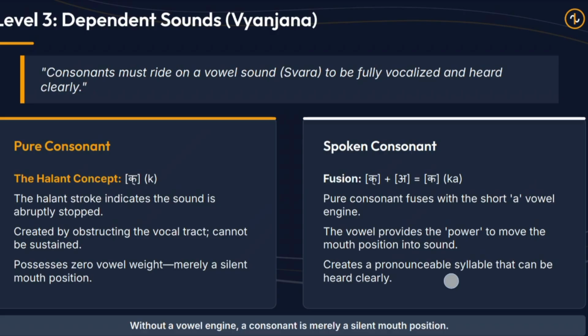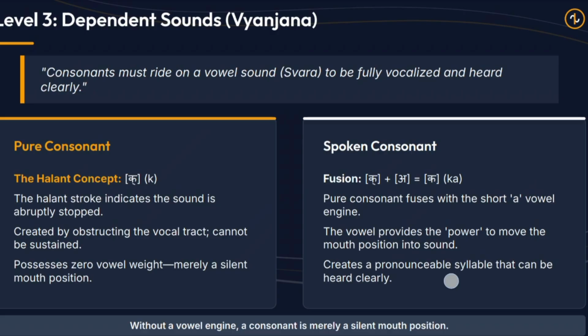So now let's crack the code of the Vyanjana. Unlike vowels, the consonants are dependent. They cannot be spoken aloud cleanly without riding on a vowel wave. Typically, a short sound a. If you see a tiny slanted line beneath a letter, like this, k, it is called a halant. Halant means below ka there is a small line. That is called a halant, meaning it's a pure consonant with zero vowel air. So a consonant must ride on a vowel sound, swara, to be fully vocalized and heard clearly.